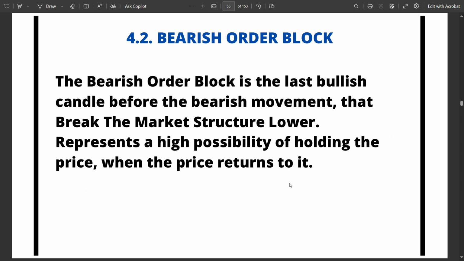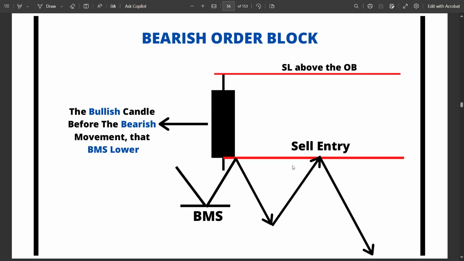Now let's discuss the opposite, bearish order blocks. A bearish order block is the last bullish candlestick before a downward move that breaks the market structure. There's a high probability that when the price returns to this bullish candlestick, it will hold and push the price back down. The next example visually shows what happens in the market. We have a bullish candlestick, then momentum causes the price to fall, breaking the final support swing low. This is when we can enter in the retracement zone of the order block, with a stop above the high.